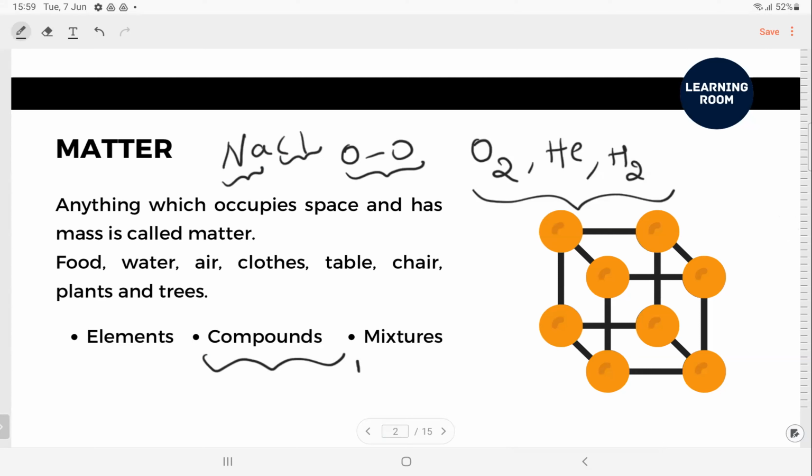Okay, so here you can see this oxygen. In this oxygen, two atoms of oxygen are present. O2 is an element, two atoms of oxygen combined together, and the two atoms are the same. But here both are different. Sodium and chlorine combine and form sodium chloride. That is our table salt. Okay, yes. What are mixtures?